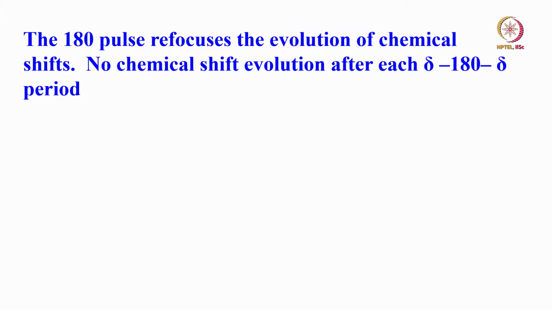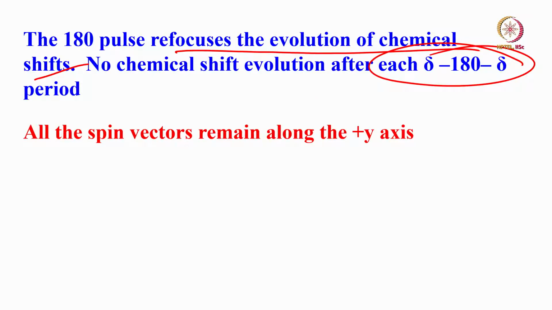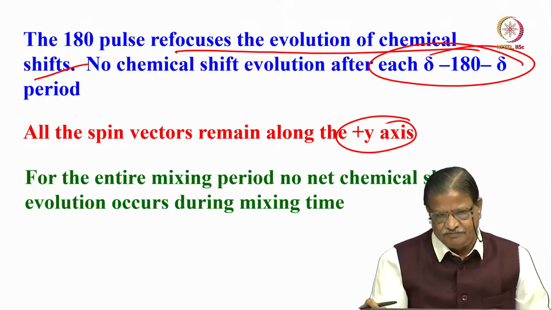Okay. So the 180 pulse, what does it do in the spin echo homonuclear case? We discussed this during product operators. It refocuses the evolution of chemical shifts. That is what the 180 pulse does, and there is no chemical shift evolution during this delay, and you are going to have all the spin vectors along the y axis. Why? There is no chemical shift evolution, there is no offset, it is not going to evolve. The spins always get locked along the y axis. That is why it is called spin locking. They remain along the y axis, along the direction in which you are going to apply the RF pulse.